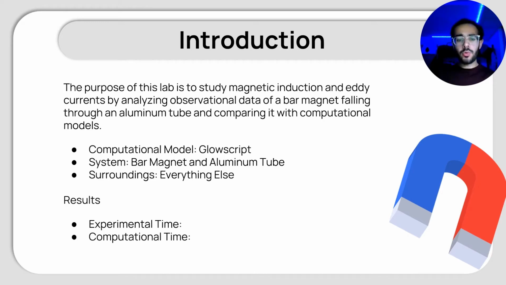Well, for the computational model, we're going to be using GlowScript to simulate everything, where our system will be the bar magnet and aluminum tube, and the surroundings will be everything else. And here's just a quick preview of both times.